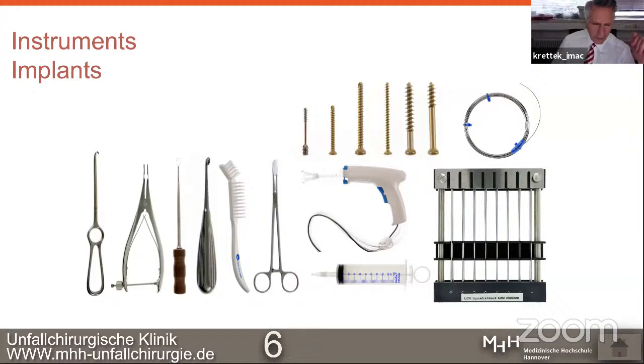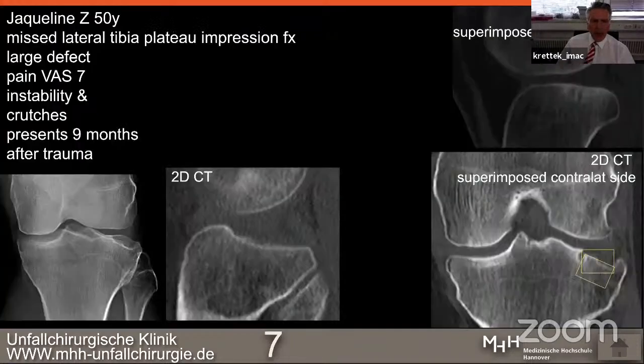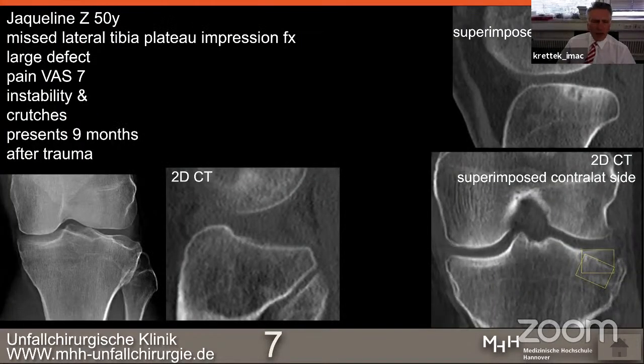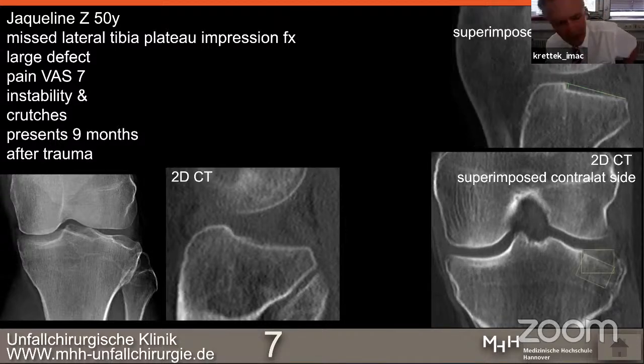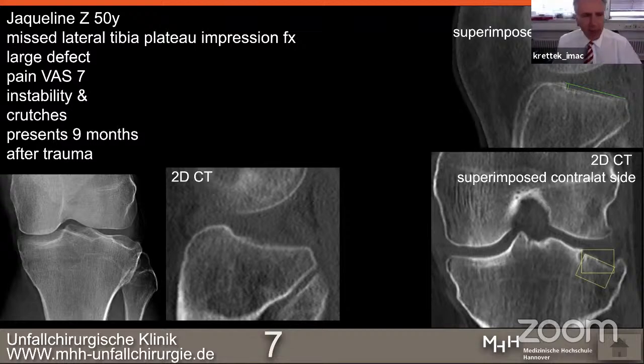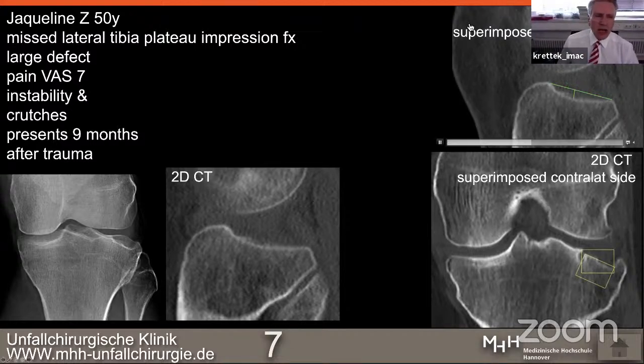Instruments, pretty straightforward, very important: the laminar spreader, in order to open up osteotomy sites, to clean them out, and to make intra-articular fragments movable. I would right away start with you with clinical cases. I have prepared 4 cases, and I would like to start with Jacqueline.